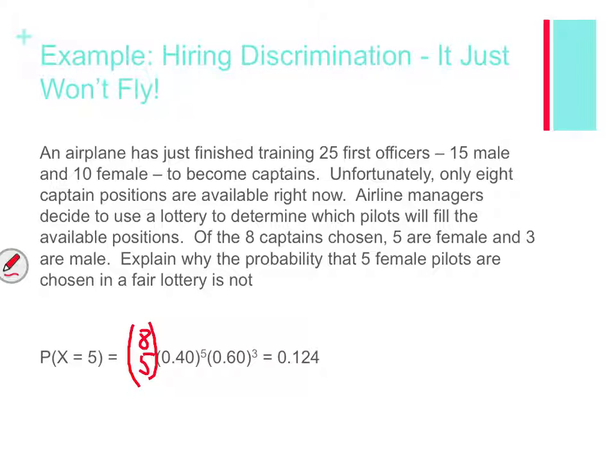But in this case, we sampled 8 out of 25, and that's almost 1/3 of the population. So we violate the 10% condition. So we can't use a binomial distribution there.